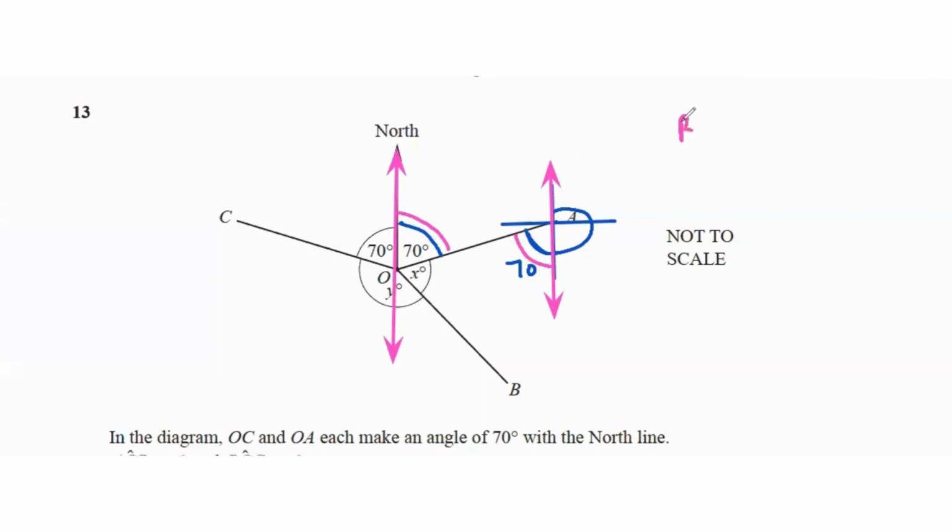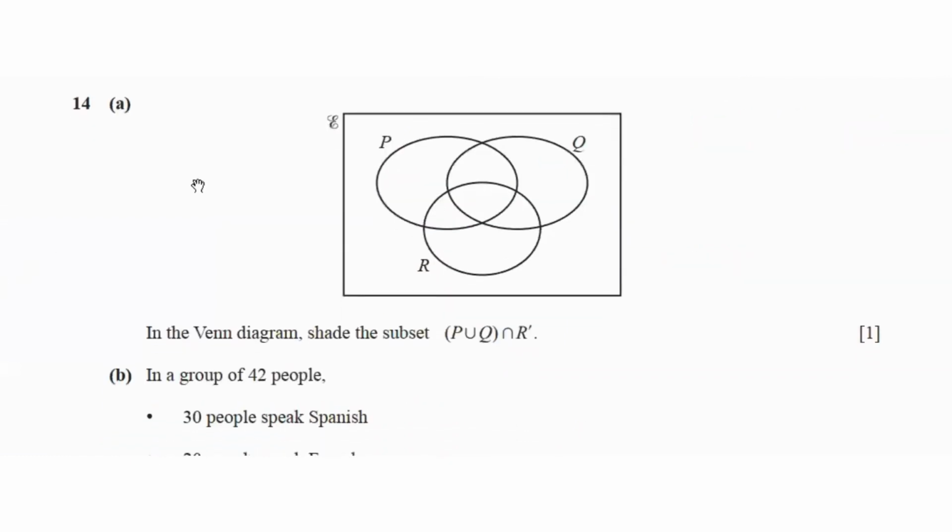So we're going to do bearing of O from A, which is going to be 180 plus 70, and that is going to be 250 degrees. Question 14 says in the Venn diagram, shade the subset P union Q intersection R complement.